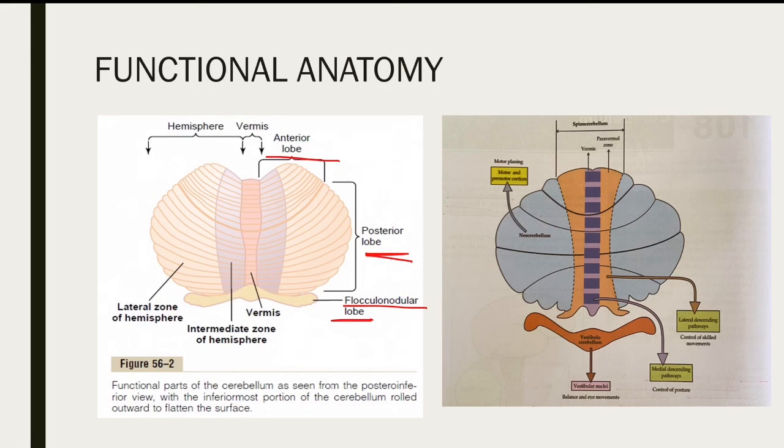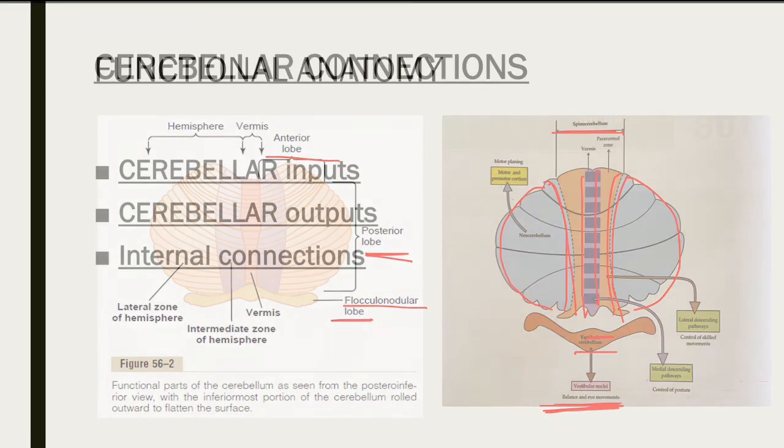The flocculonodular lobe is also called the vestibulocerebellum and is concerned with balance and eye movements. The spinocerebellum consists of the middle portion called the vermis, and on either side a paravermal zone. The vermis along with the paravermal zone is concerned with receiving proprioceptive information from our body. The two lateral hemispheres are called the neocerebellum, which is concerned with the planning and programming of movements.